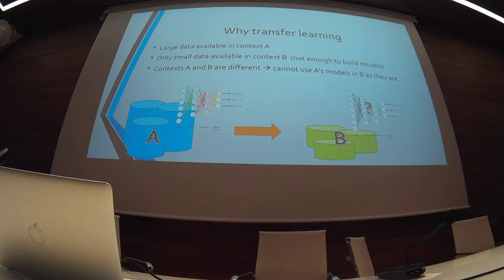To introduce the general idea of transfer learning, it is very much used in neural networks, but not only there. The idea is, I have a lot of data in a specific context A. I can build models on that context, but I don't have enough data in context B to build its own model. Can I transfer what I learned from context A to context B? And this passage from A to B will affect the results.